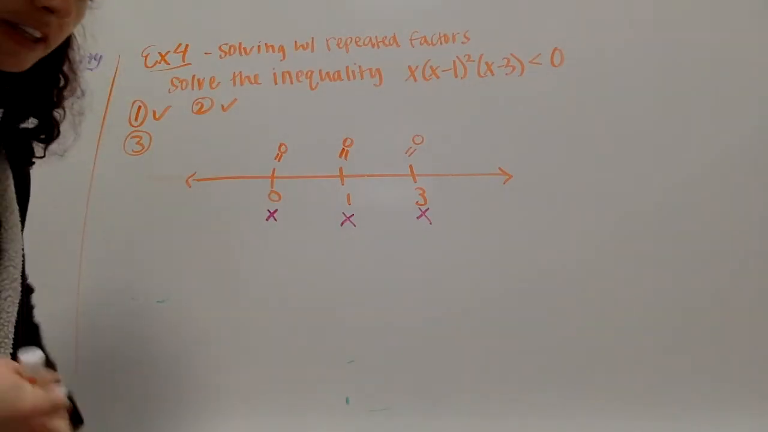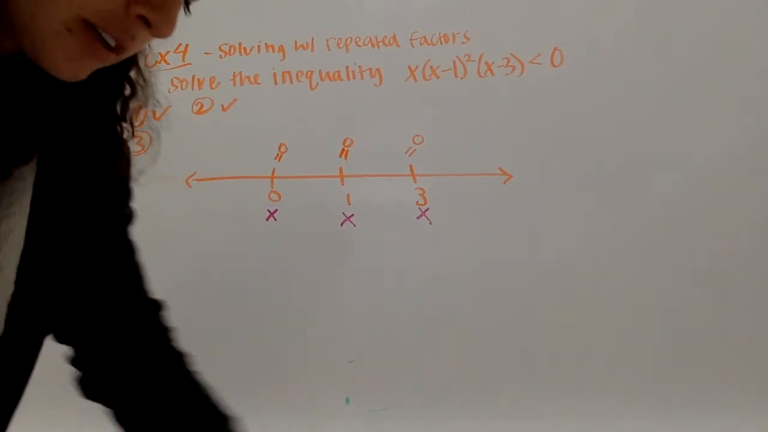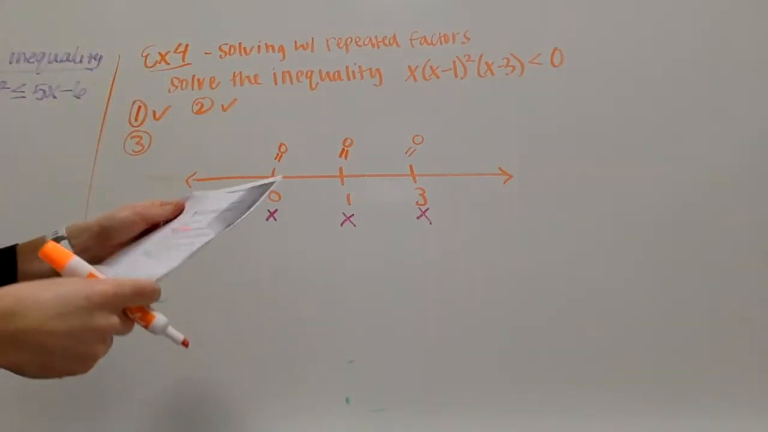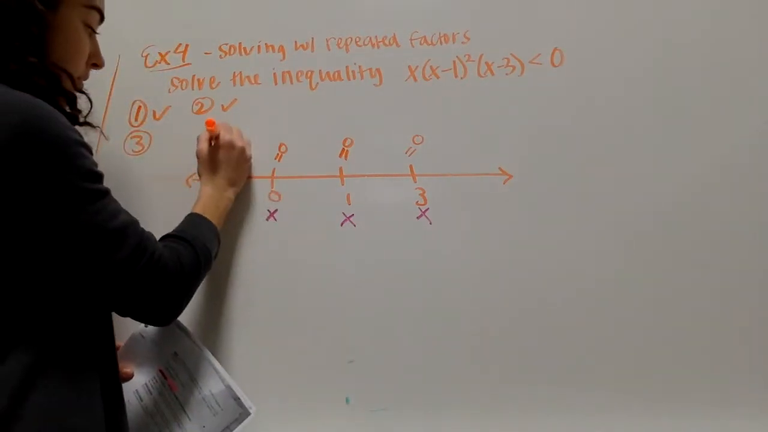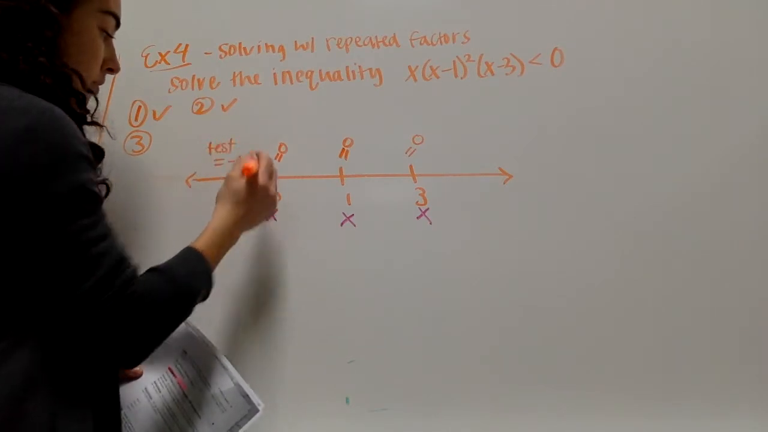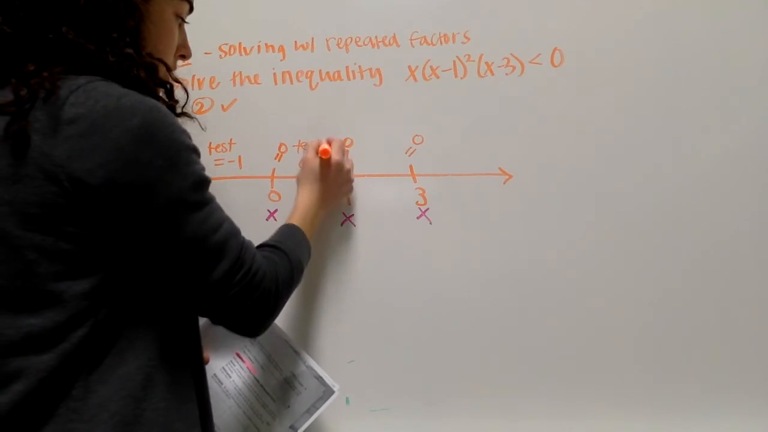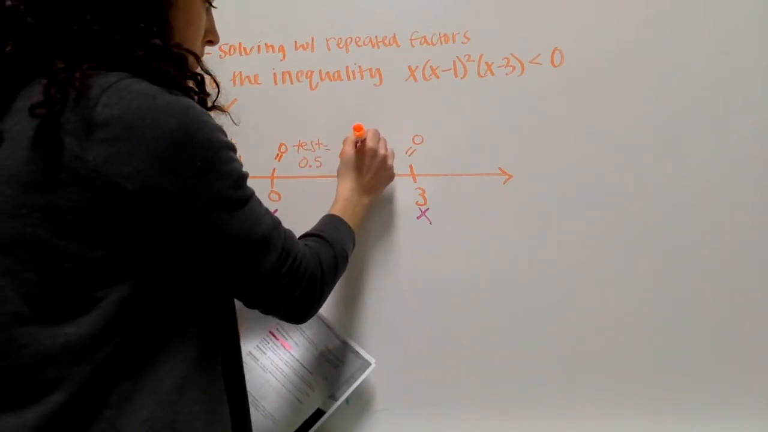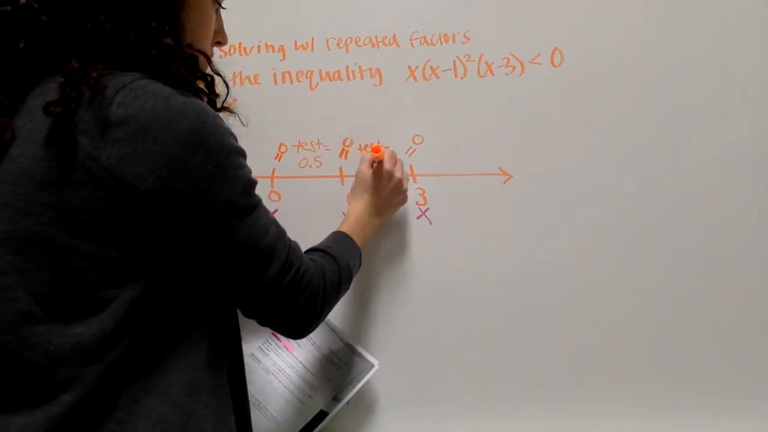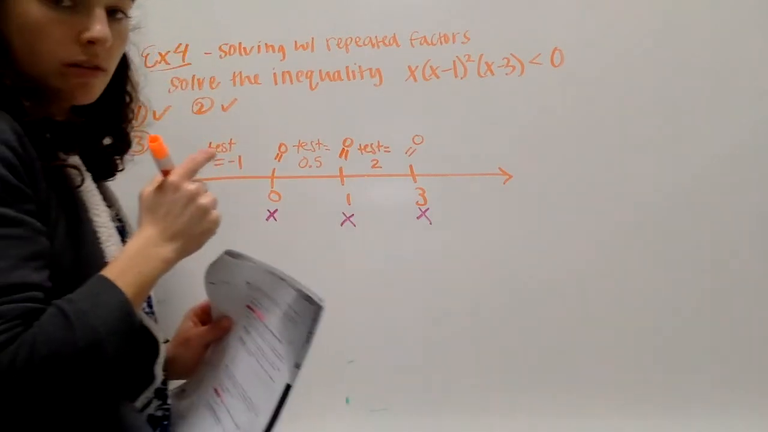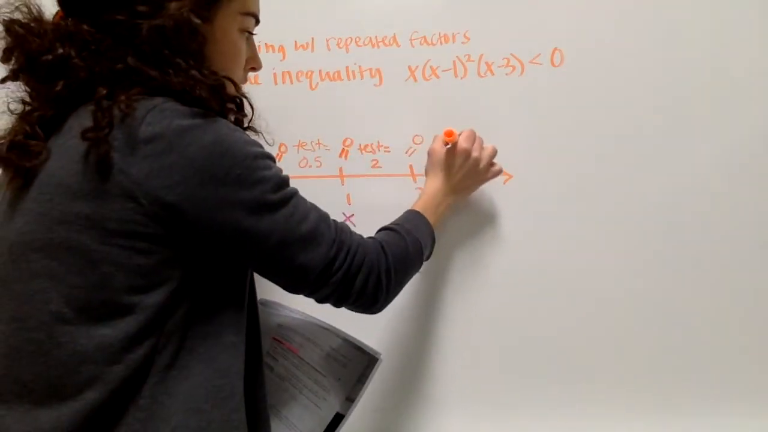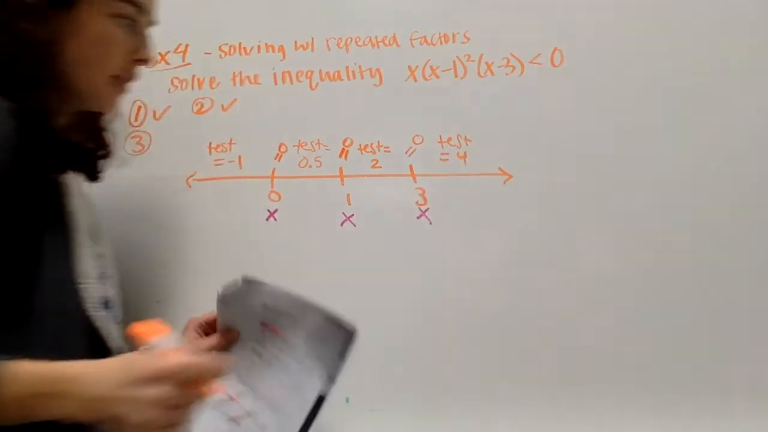All right, we can go ahead and find some test values. So for test values, we'll do -1 right here. We'll do 0.5 right here. We'll do 2 right here, because it's in between 1 and 3. And then we'll do a test value of 4 over here.